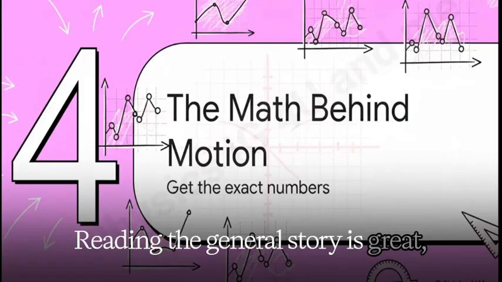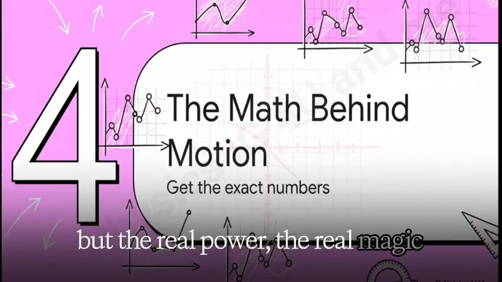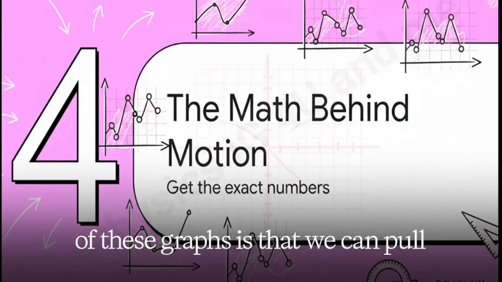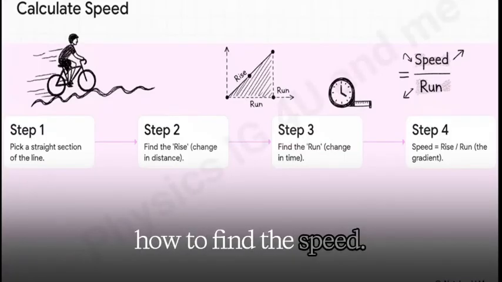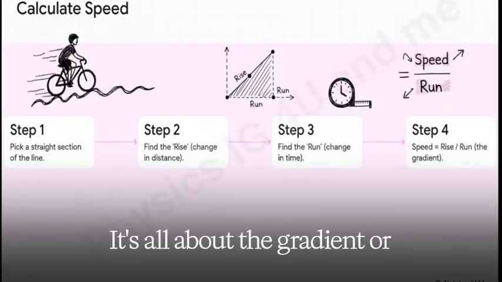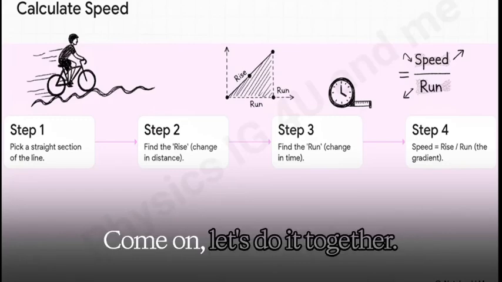Reading the general story is great, but the real power, the real magic of these graphs is that we can pull exact numbers right off the page. This shows us exactly how to find the speed. It's all about the gradient, or the slope of the line. Come on, let's do it together.